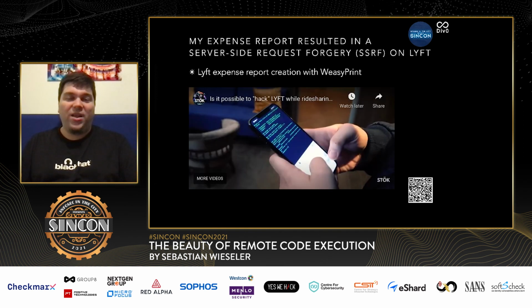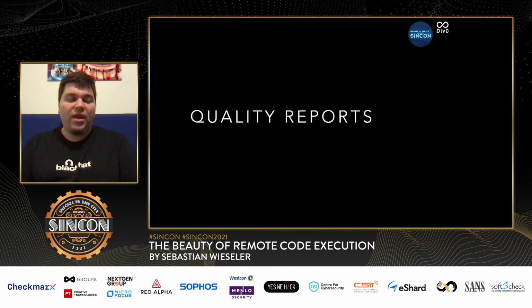Right. And if you're interested, then I also highly encourage you to watch this video where hackers are targeting Lyft and used the expense report creation, which used WeasyPrint in the backend, and was also vulnerable to SSRFs. So they were able to target the internal network using the expense report creation functionality in Lyft.